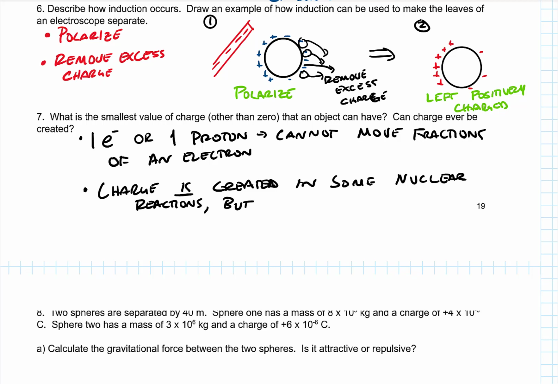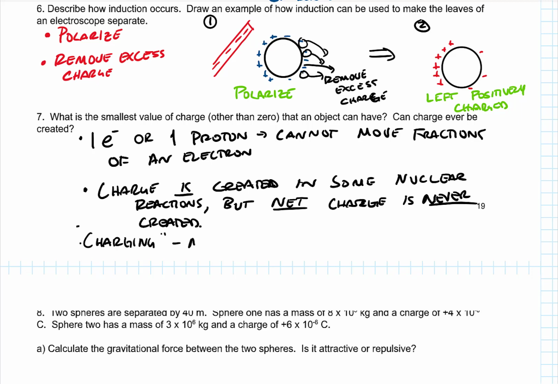But net charge is never created. So in those situations where we create charge, and again, that's a nuclear reaction. That's not running a brush through your hair. In those situations where we create charge, we're creating positive and negative equally. When we charge an object, we move positive and negative charges apart. That's what it means to charge an object. We're moving charges around. We're not creating charges, we're just moving them around.